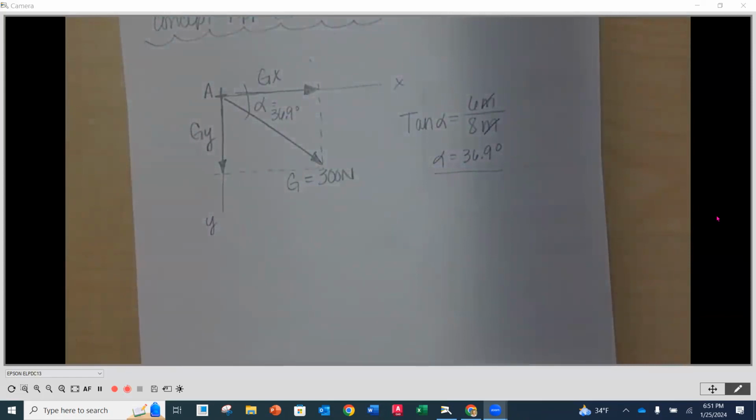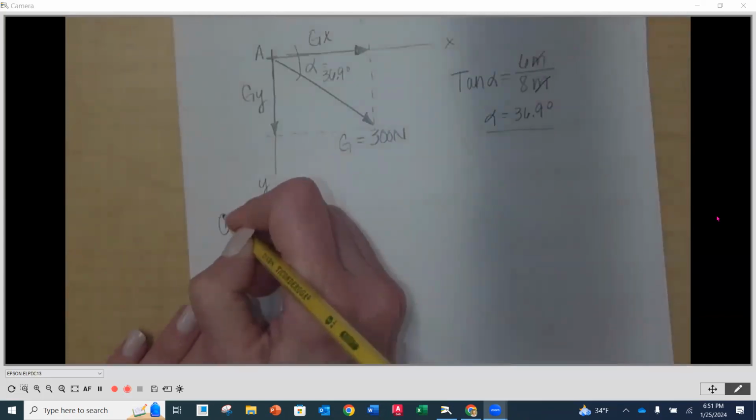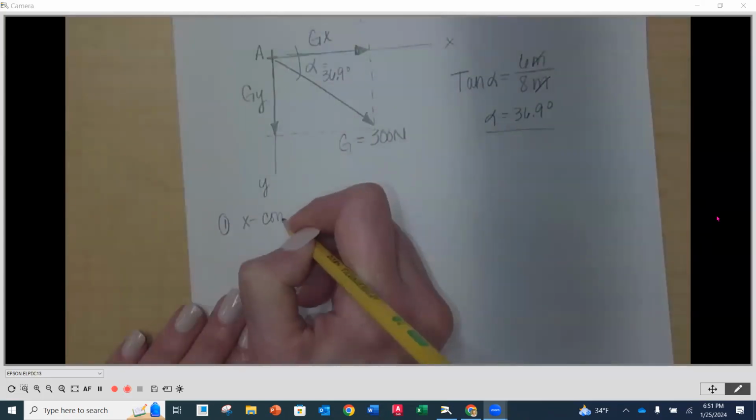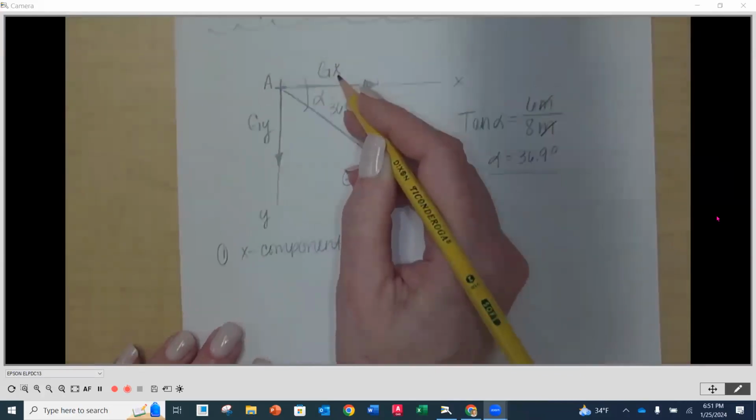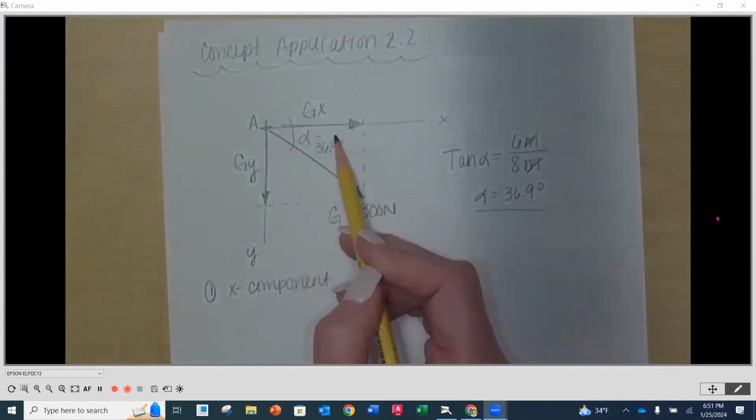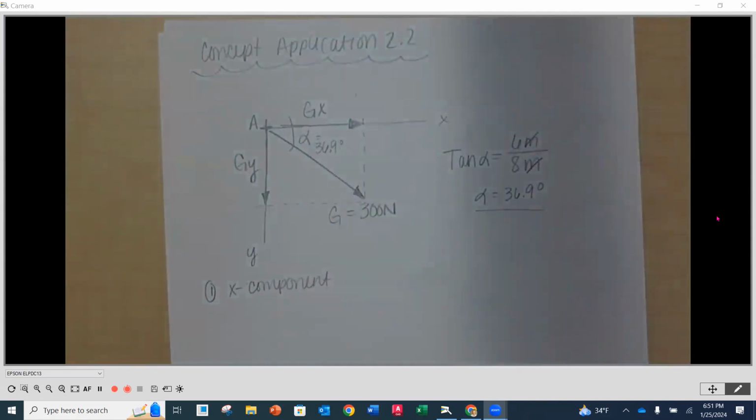Now I'm going to go down and we'll solve for the X component first. Gx is the one that we want to solve for. We look at its position. We know the angle is 36.9 and we have a hypotenuse of 300. Which function? If you're virtual, you can put it in the chat box too. I have the chat box open. Which function are we going to use to solve for Gx? Sine, cosine, tangent.